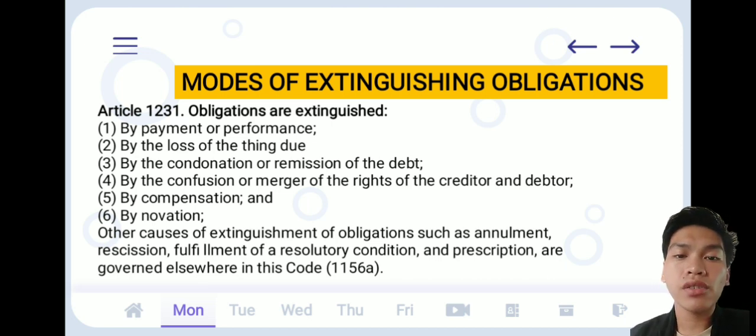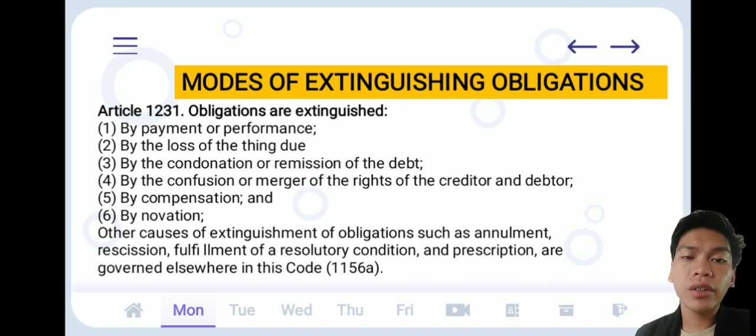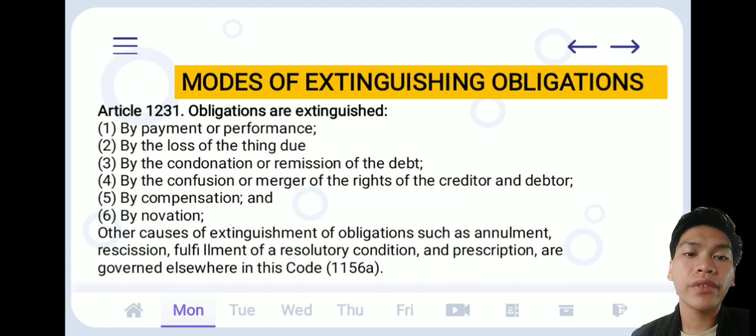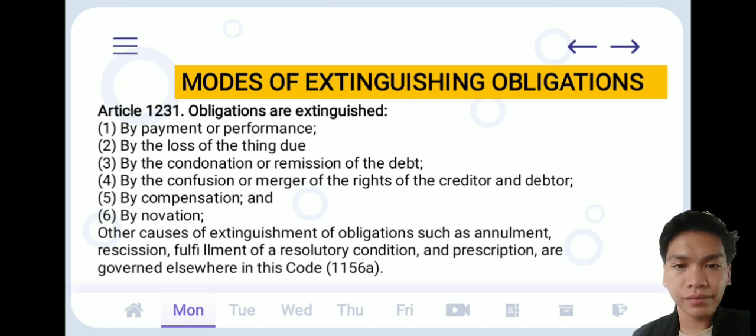Next is by the loss of the thing due. If the object of the obligation is lost, the obligation is extinguished. Next, by the condonation or remission of the debt, so if the creditor forgives or waives the debt owed by the debtor. Next, by the confusion or merger of the rights of the creditor and debtor, when the rights of the creditor and debtor are combined, such as through inheritance.